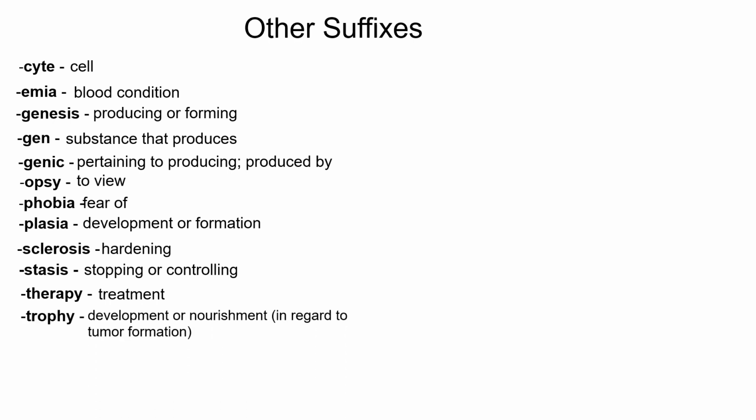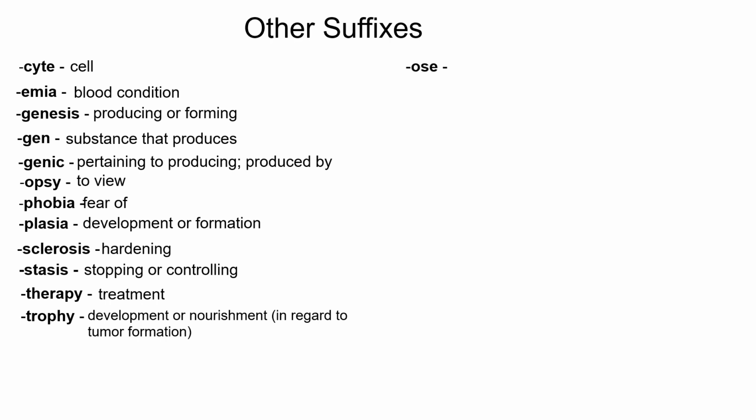Trophy is development or nourishment. Now, we will use development 99% of the time. The only time we will ever use nourishment as the definition for trophy is in regard to the formation of tumors, and that's during someone that has cancer. So that's the only time we will use that. Otherwise, you define it as development.